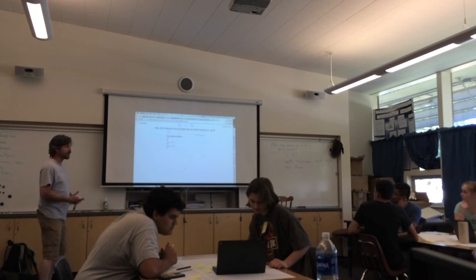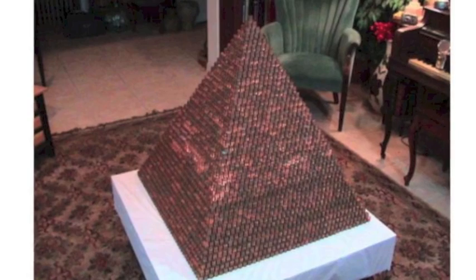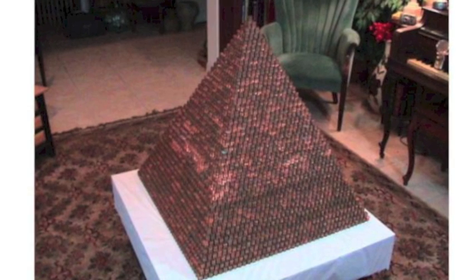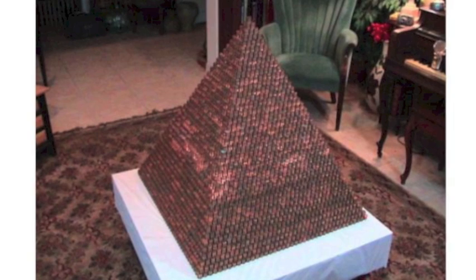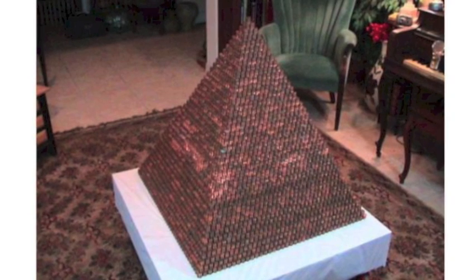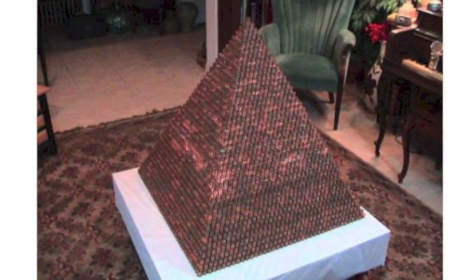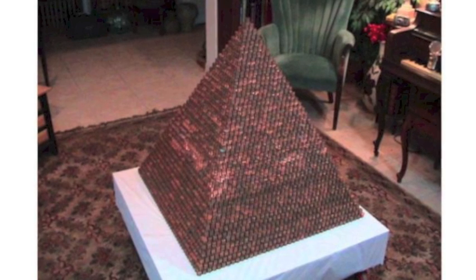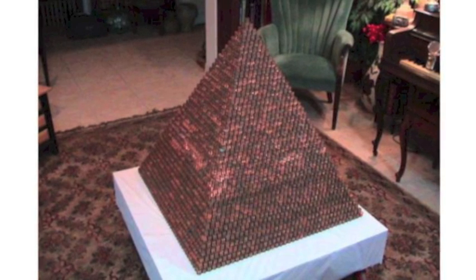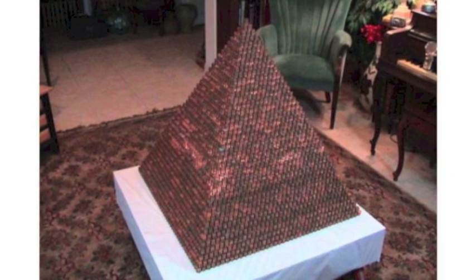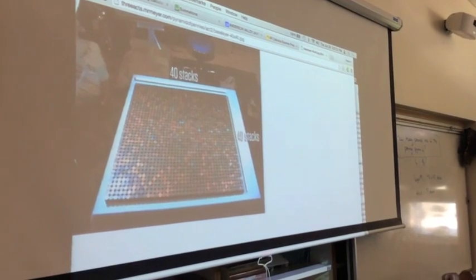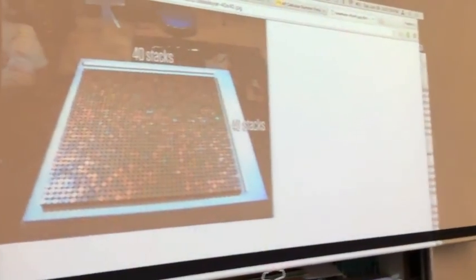So the problem that we started out with was the penny pyramid problem, which many people are familiar with, especially if you've been to Dan Meyer's website, where I got a link to the video. So the students watched the video on the penny pyramid. Then they came up with questions. And of course, the big unifying question usually is, how many pennies are there in this pyramid?